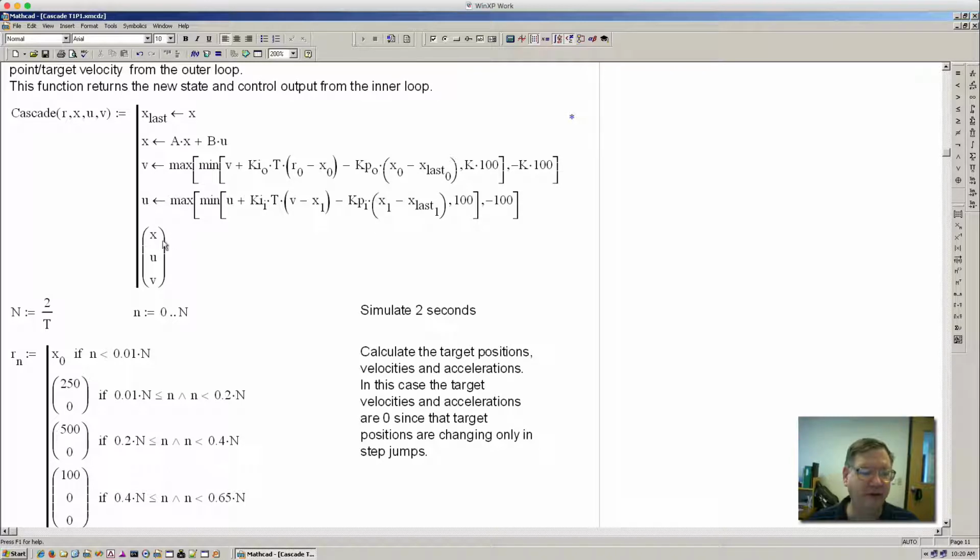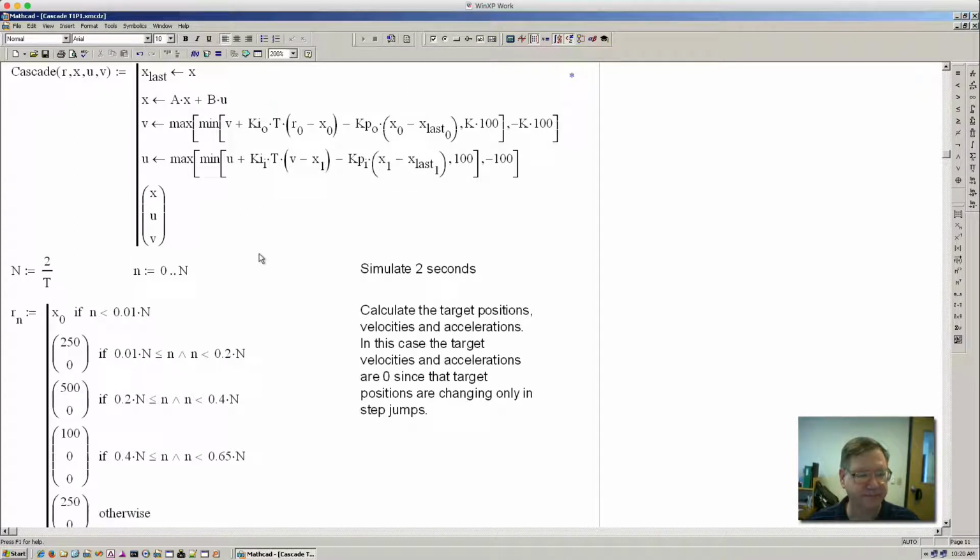And then what we do is we return the state. This is the position and velocity. This is the control output, 0 plus or minus 100%. And this is the velocity, which is the reference velocity from the outer loop to the inner loop, and that is plus or minus 1,000 millimeters per millisecond.